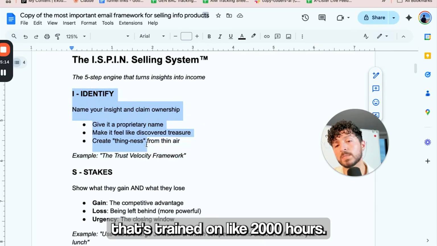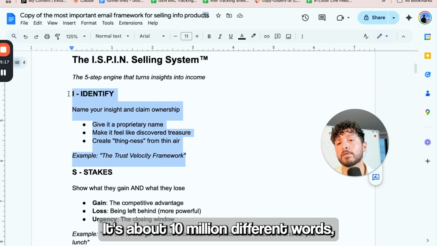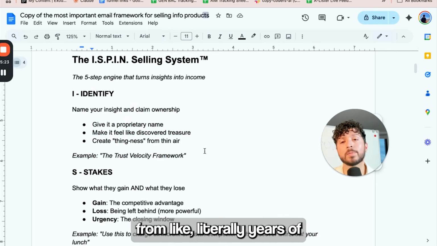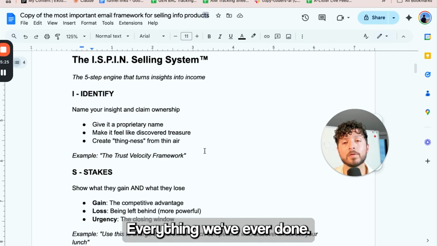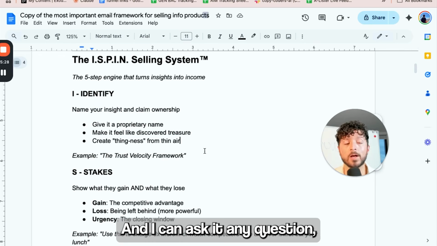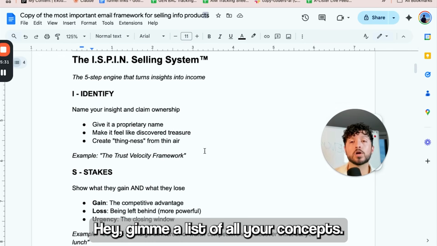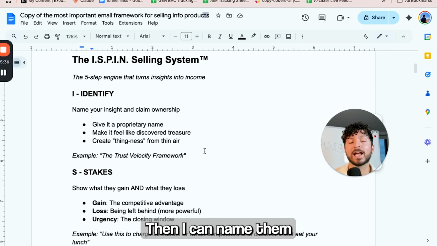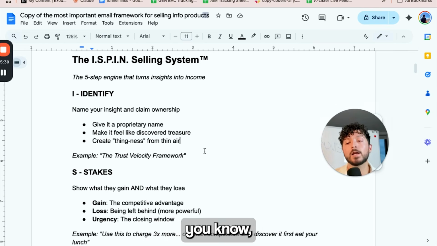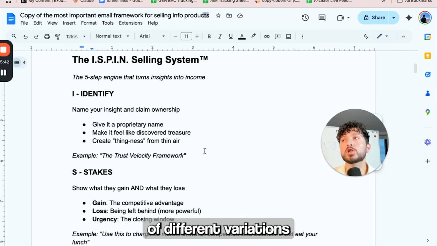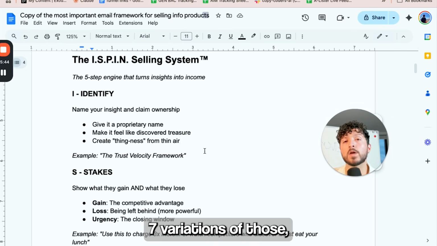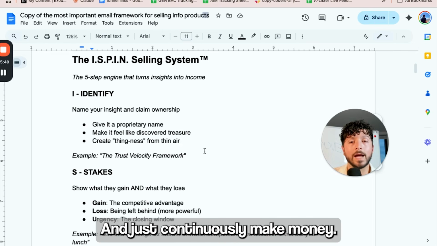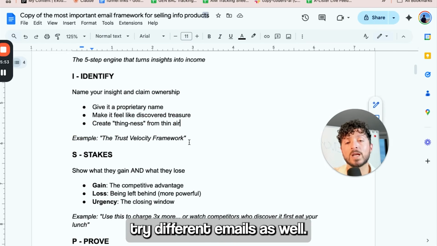Okay. We happen to have an AI that's trained on about 2,000 hours. It's about 10 million different words, which is 13 Bibles, by the way. I calculated it. 10 million words of information from literally years of every training video we've ever done, everything we've ever done. People in our community get access to that, and it can answer any question, which means I can go into it and say, hey, give me a list of all your concepts. It'll give me hundreds of different concepts, both ones that we explicitly figured out and ones that are implicit. Then I can name them and use the same process. I could take this email and have hundreds of different variations, and then probably 7 variations of each, which would be 700 emails, which means I could send these emails every day for a year without even trying, and just continuously make money. But I like to experiment and try different emails as well.